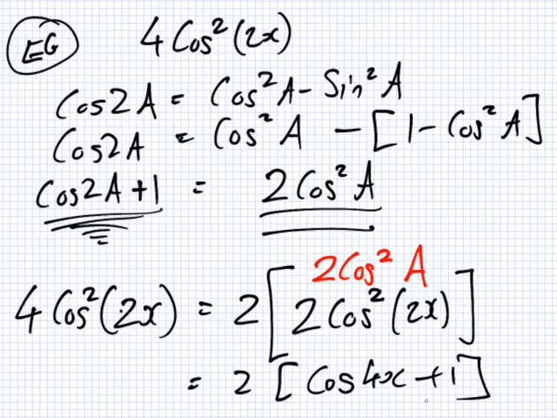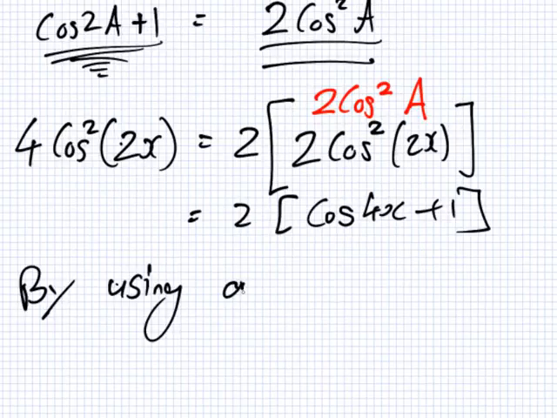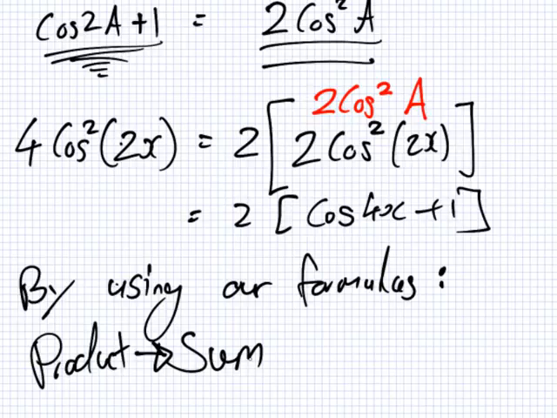So in this lesson, you're using your compound angles and double angles to change a product into a sum. By using our formulas, we can go from a product to a sum. And this will be very useful in the next few lessons. So you need to practice using the compound and double angle formulas, which you didn't practice last night.